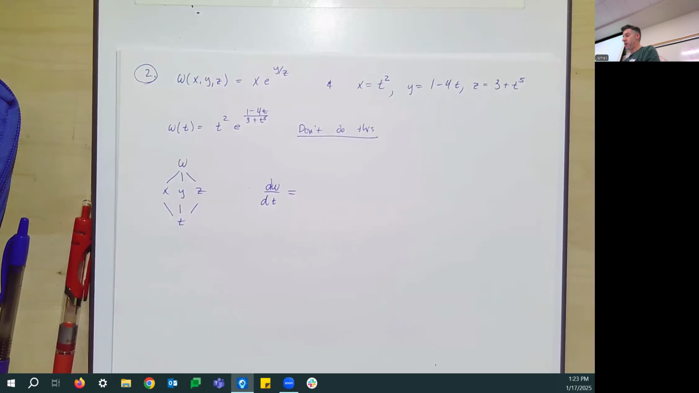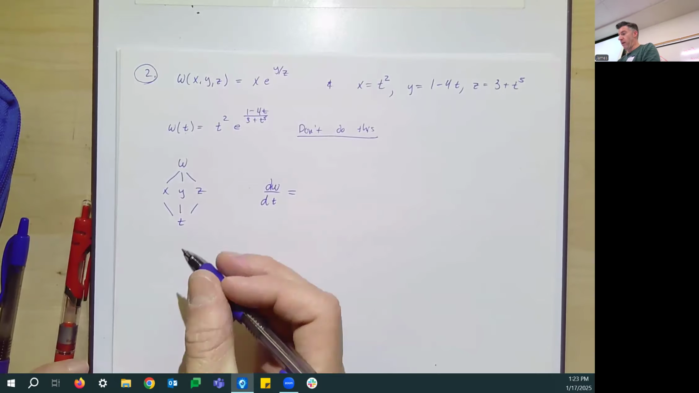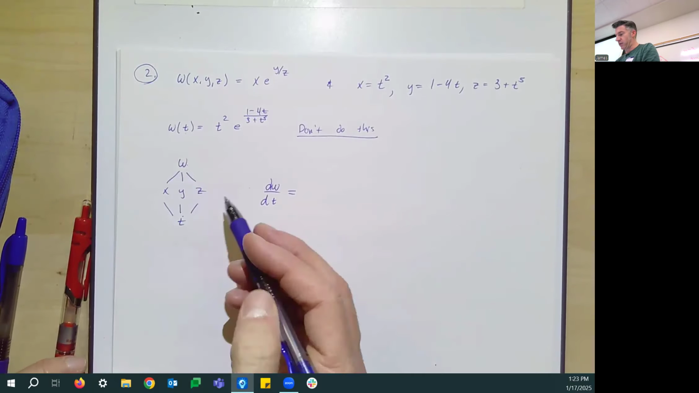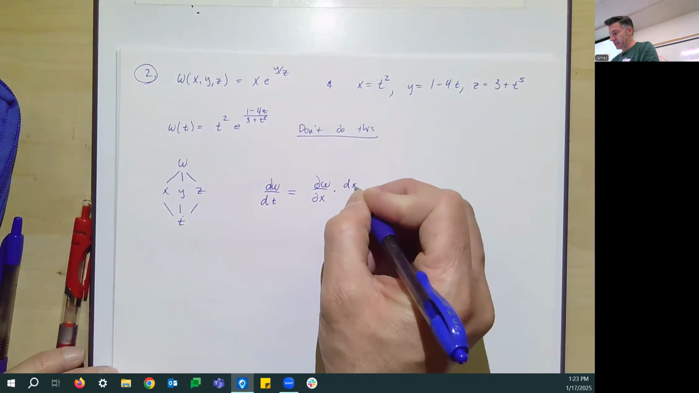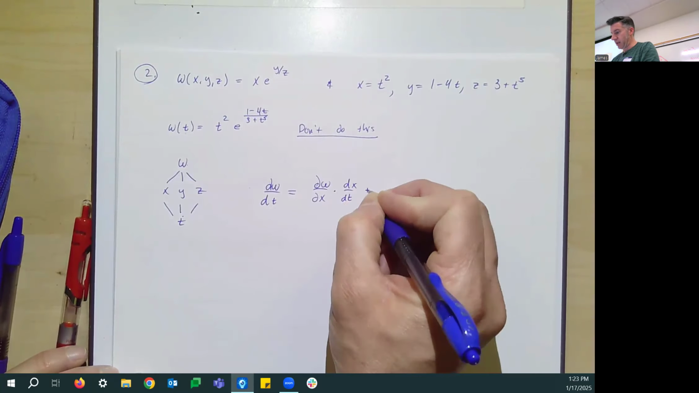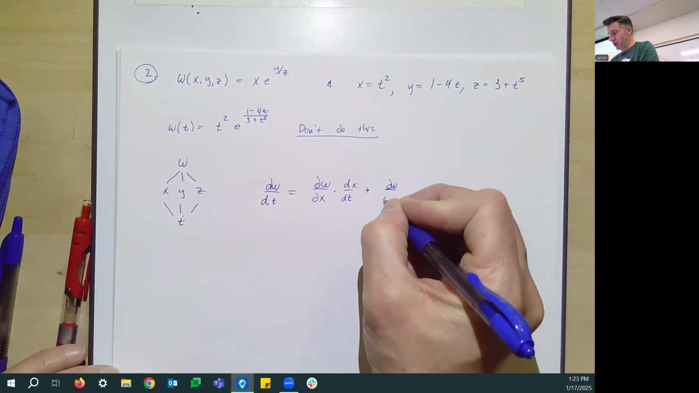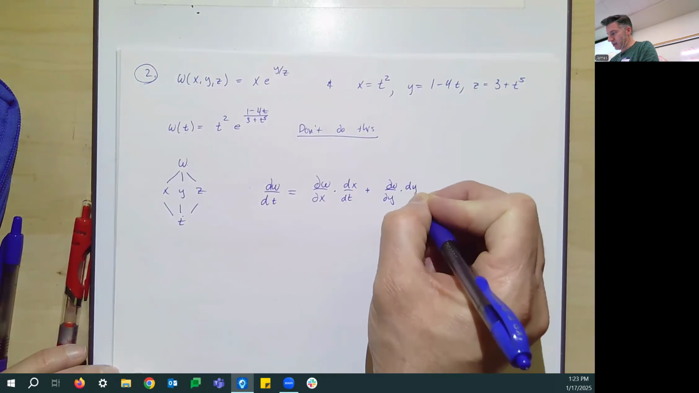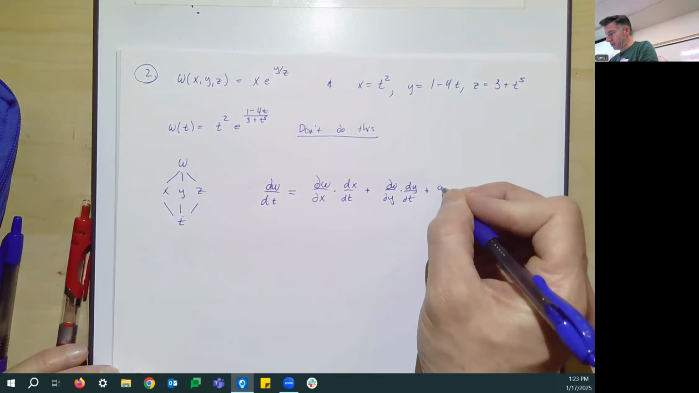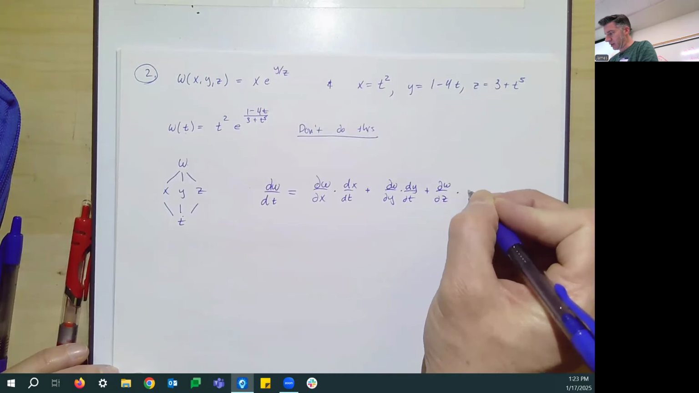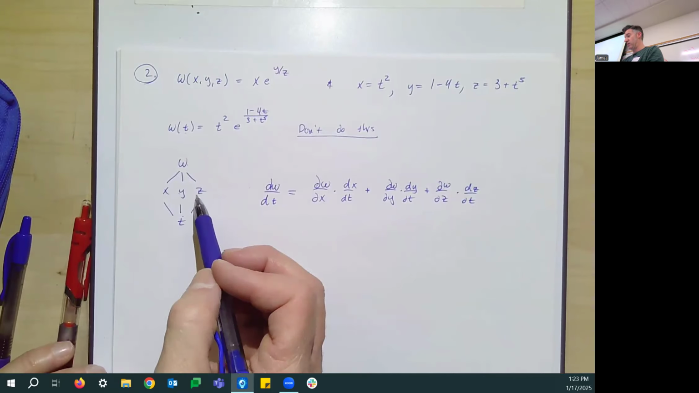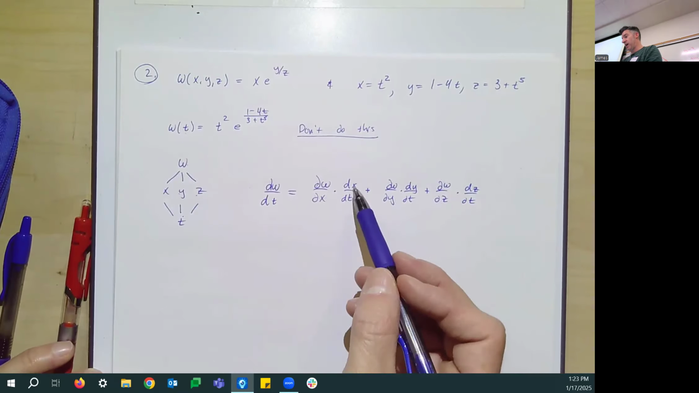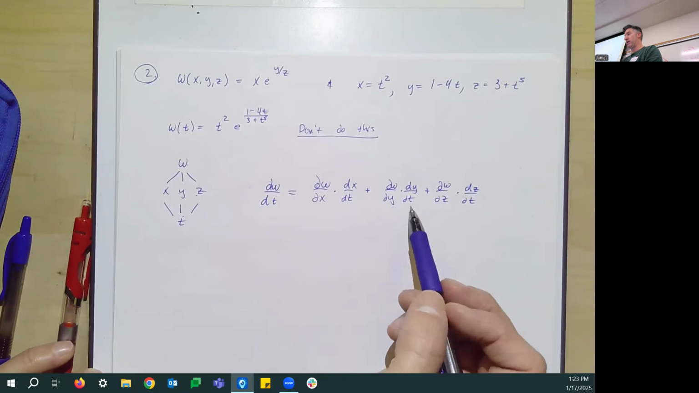All right. So here are the 3 things we should be adding together. All the pathways to get us from W to T. So one goes through X. So we have del W del X times dx dt plus the next pathway, del W del Y times dy dt, and then del W del Z times dz dt. Again, del's because W depends on X, Y, and Z, so those are partial derivatives. D's because X, Y, and Z all just depend on the single thing T, so it's a straight derivative, not a partial derivative.